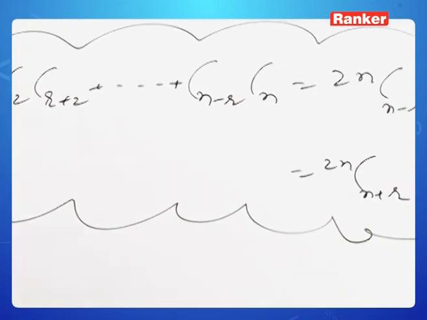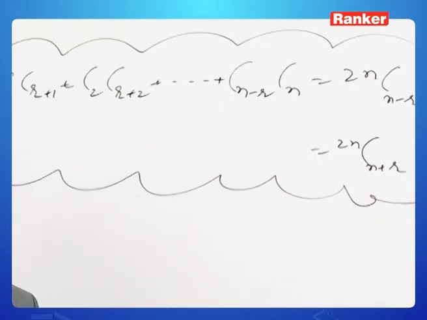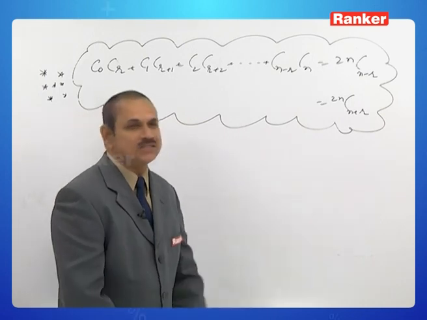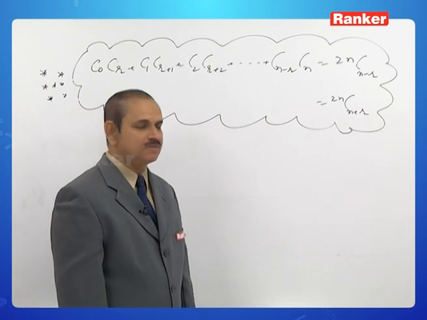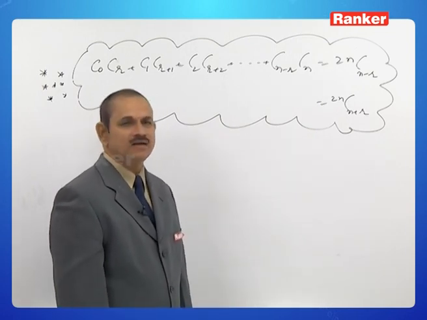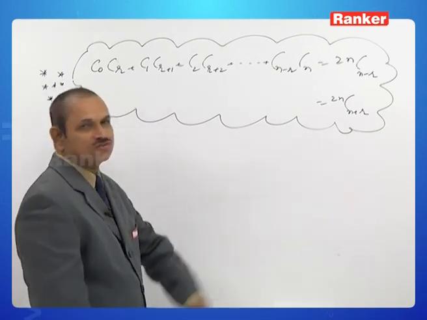Cn minus R into Cn is equal to 2n Cn minus R or 2n Cn plus R. Well, my dear, let us first observe its utility. Later on we shall think of its proof. Of course, the proof is also very simple, a single line proof. We shall definitely do that. Before going to prove this, let us enjoy its fruits.